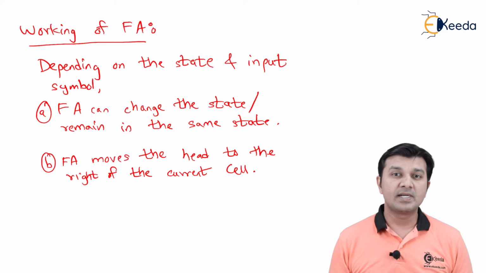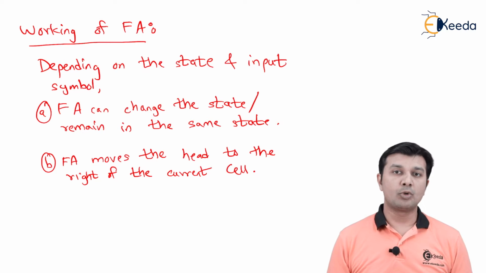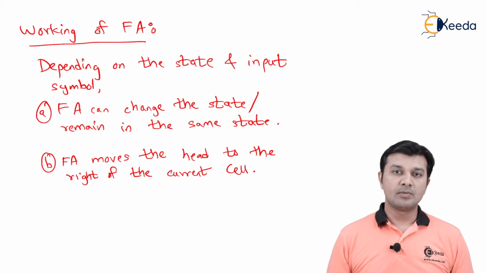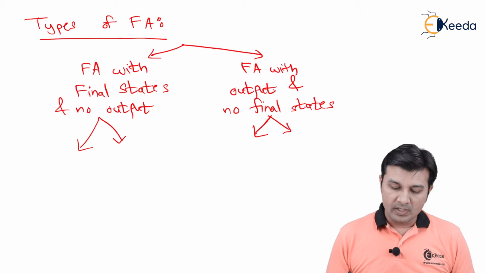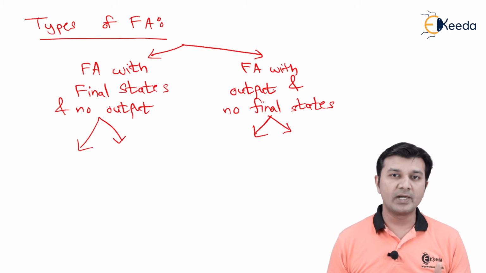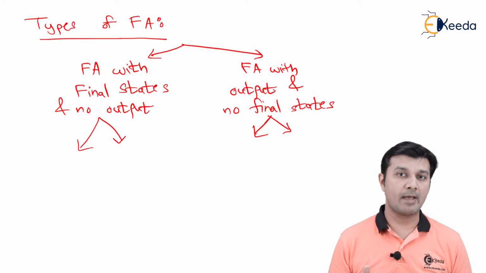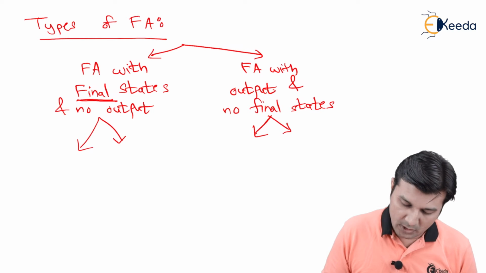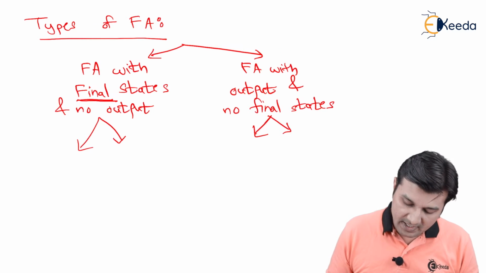Moving ahead, why are we studying automata? Because in finite automata, there are n number of automata types. Primarily, if you observe over here, finite automata basically is primarily categorized into two categories. The first one is the finite automata in which we have the final states, however we do not have the output states. And the second is finite automata where we do have the output states but final states are absent. As you can see over here, the first category is the one which has the final state but no output state. This can be further categorized into two parts.